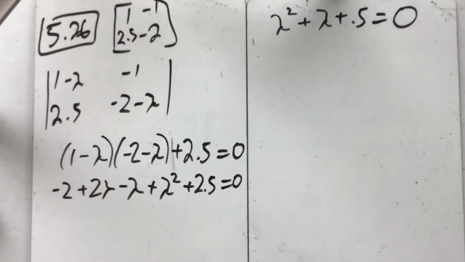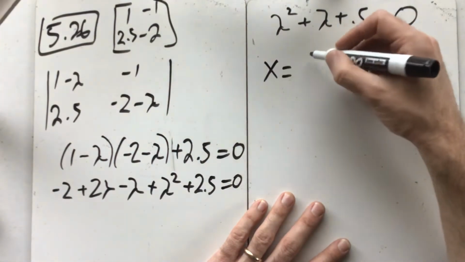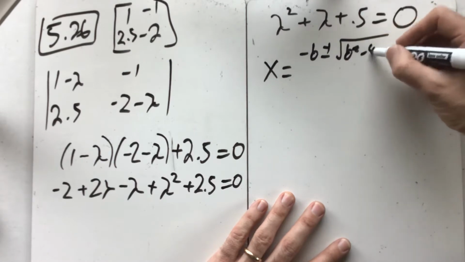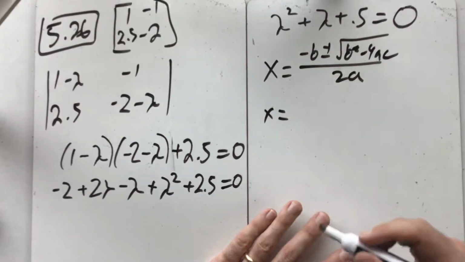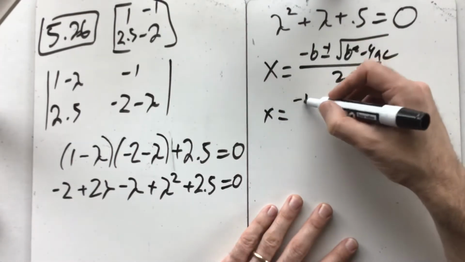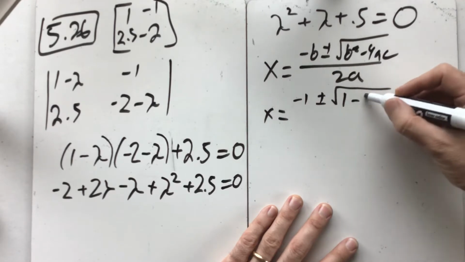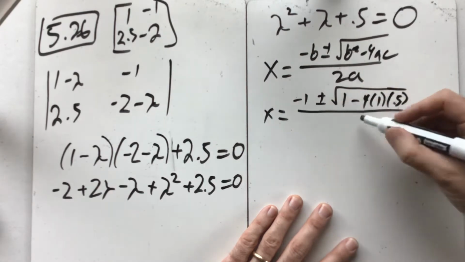Well, this is a little bit messy, so instead of trying to do it by factoring, which I might be able to figure out, let's just do the quadratic formula. x equals negative b plus or minus the square root of b squared minus 4ac all over 2a. I thought you all would appreciate that. So x equals negative 1 plus or minus the square root of 1 squared minus 4 times 1 times 0.5, all over 2.